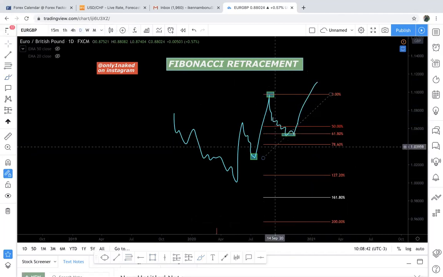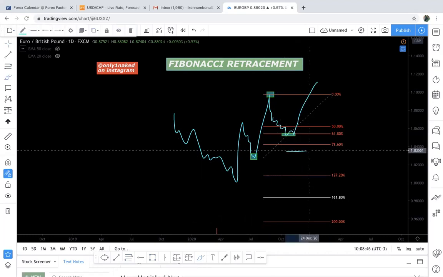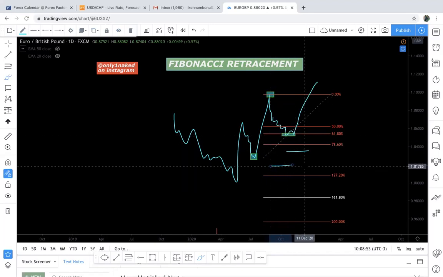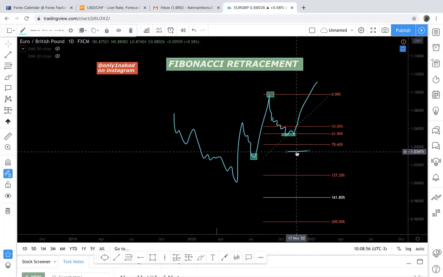So from 618 level, you want to set your stop loss below 786, which is here. Or if you are buying from 786, you want to set it at 100. Even if they buy from 618, they put it at 100. It all comes down to the risk to reward ratio, mind you.